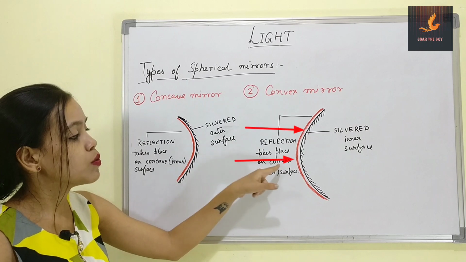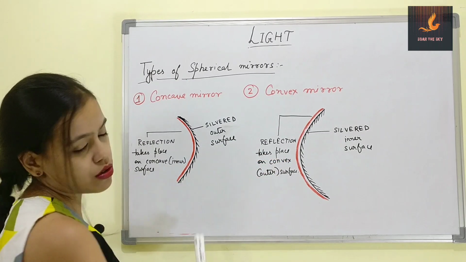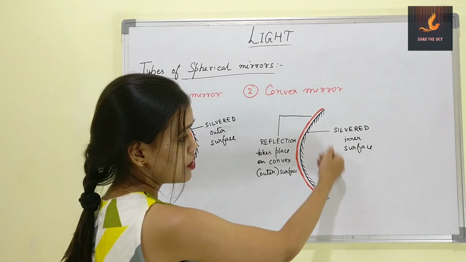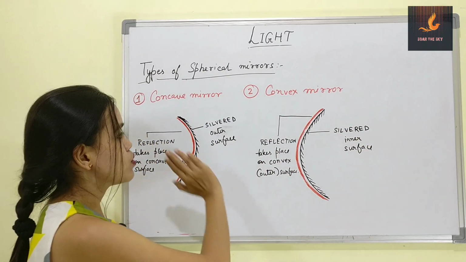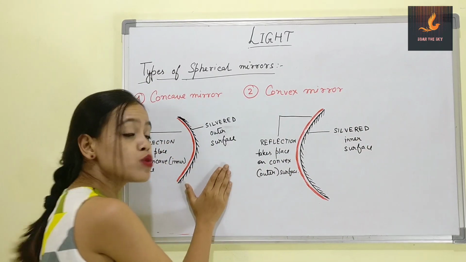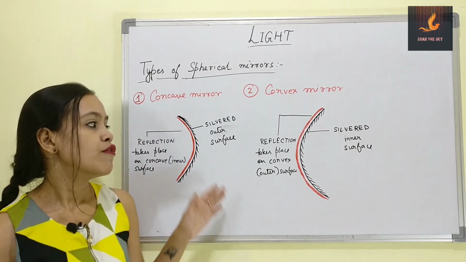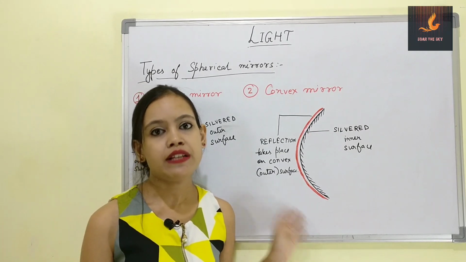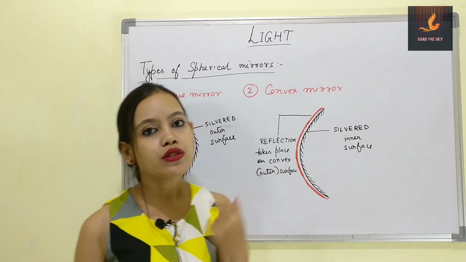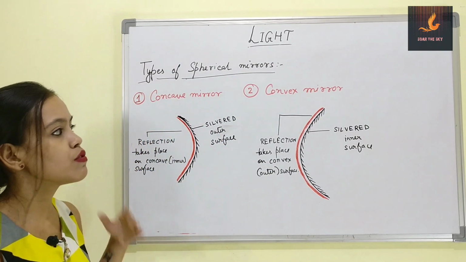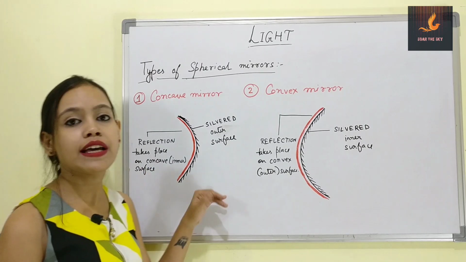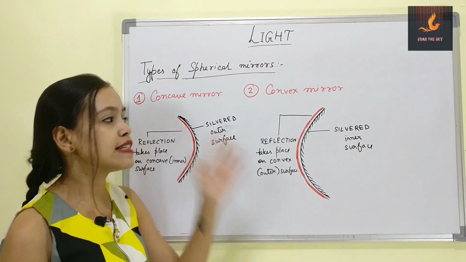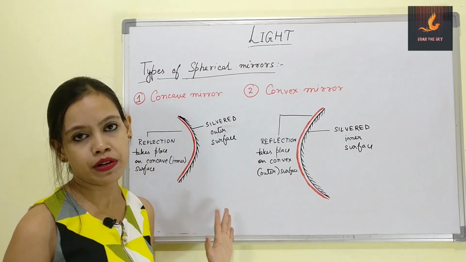As we know, the word convex means the outer surface. And here the inner surface is silvered, as compared to the concave mirror, whose outer surface is silvered for reflection to take place flawlessly. There are various uses for both these mirrors. We will come into details for those uses. The next thing that we are going to do is see the definitions of these two mirrors.